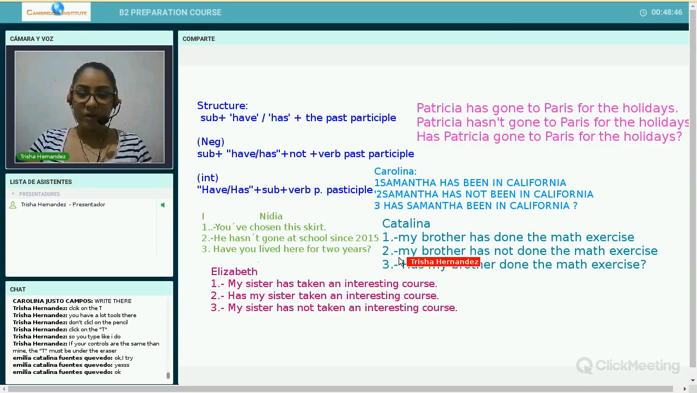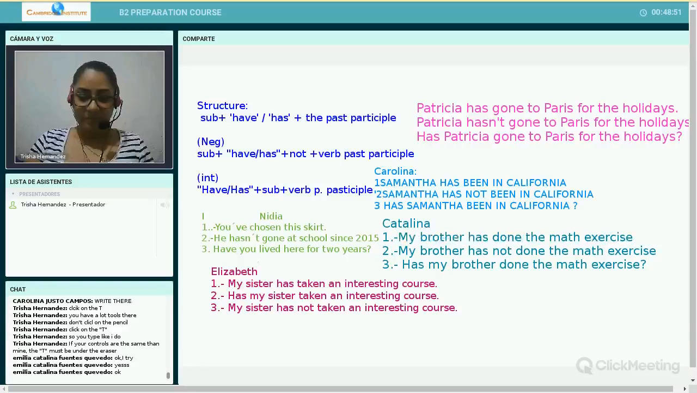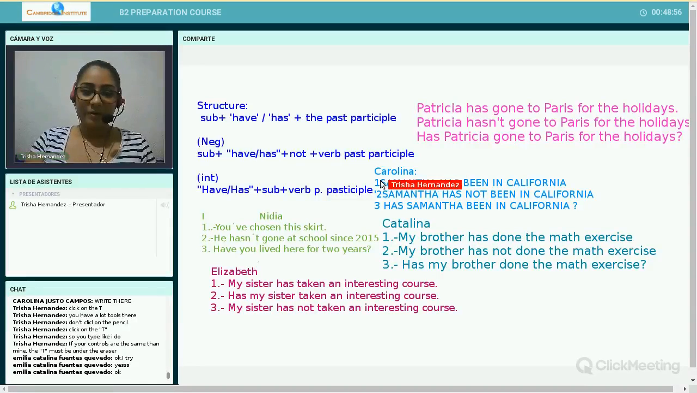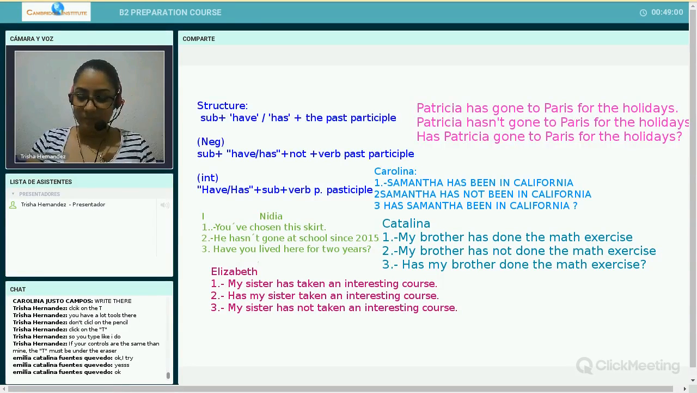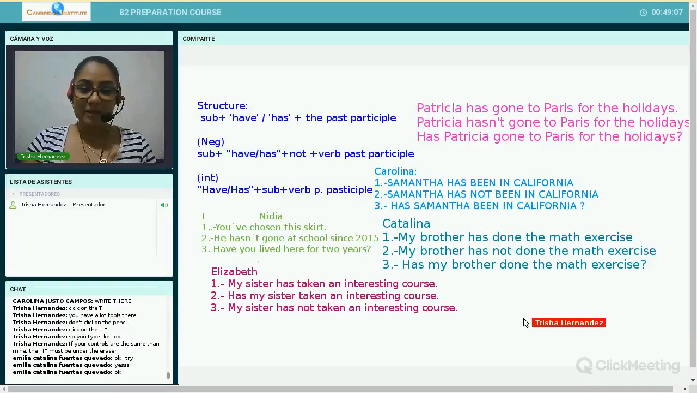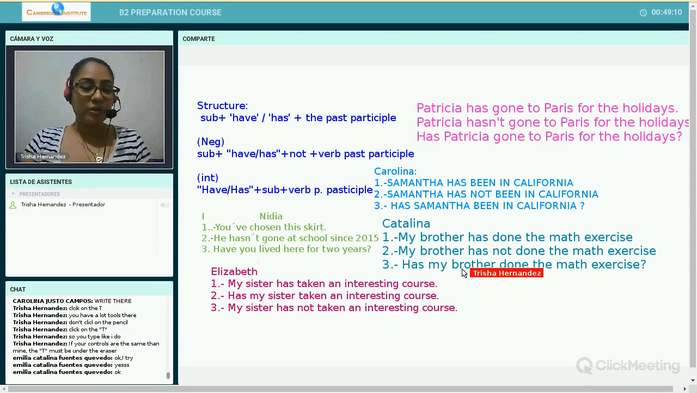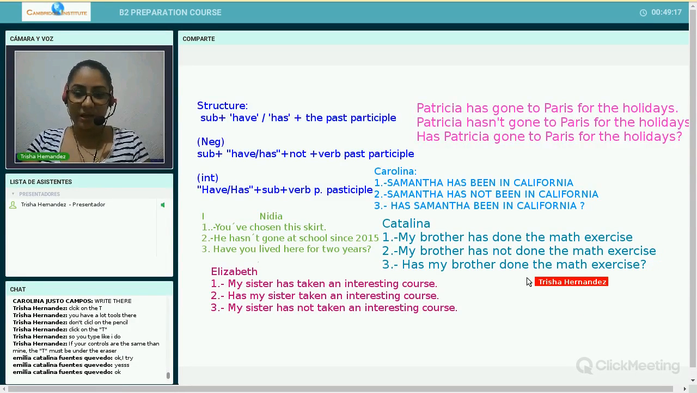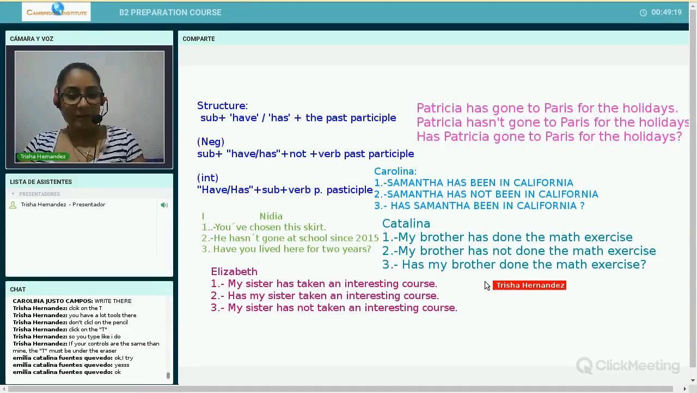Remember, we started with capital letters, and we don't use all capitals the other way around. Remember, we have to take care of our layout. You are preparing for a test, so it's very important to be clear in the layout in the exam. Okay, my brother has not done the math exercise. Has my brother done the math exercise?